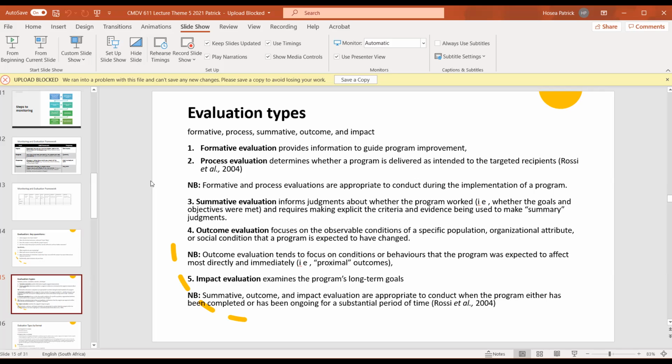So at that place, it's a summary judgment, right? We want to achieve this. Have we achieved it at the end of the project? So that's what we look at, right? At the closure of the project, we ask ourselves this. And then you look at outcomes, right?